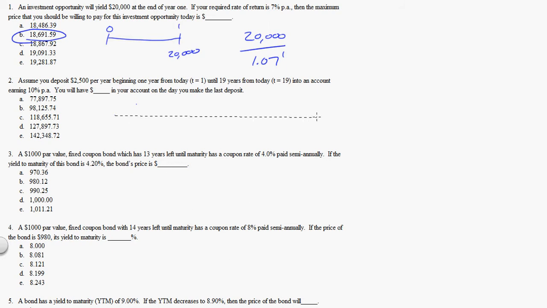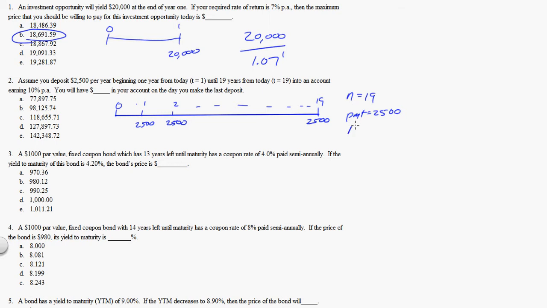Question number 2, we need to draw a timeline here. So you're going to get $2,500 per year starting in year 1, and it goes to year 19. So N is equal to 19, payment is equal to 2,500. Present value is what we're looking for. We're looking for future value. Present value is equal to 0. The interest rate is equal to 10%.